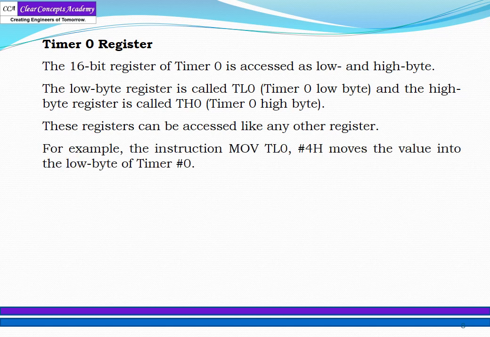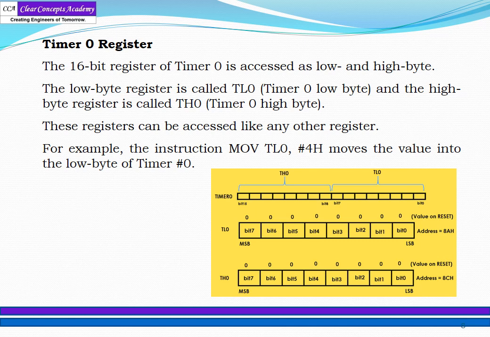For example, the instruction MOV TL0, #4H. This moves the value 4 into the lower byte of timer 0. The 4 will be moved to TL0, that is the low byte of timer 0. This is what a timer 0 register is. This is the timer 0 low byte, which is 8 bit. This is the timer 0 high byte, which is again 8 bit. This is the initial value. This is bit 0, bit 1, bit 2. This is a timer 0 register.